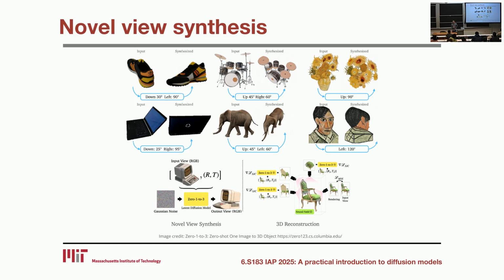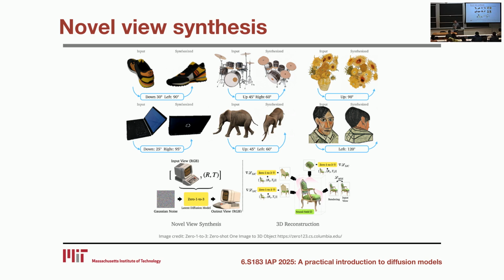In a slightly different domain, let's talk about novel view synthesis, where you're given an input image and the camera angle, and it's able to rotate the camera and generate a different image of the same object from a different camera angle. For example, here it takes in an image of a drum set, and it's able to rotate the view of the drum set. This is done through pre-trained diffusion models, fine-tuned on different 3D objects.